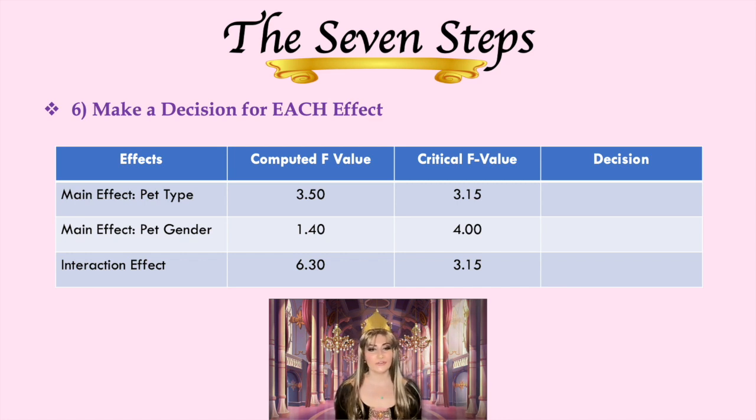So let's take a look. For the main effect of pet type, is the computed F value of 3.50 greater than or less than our critical F value of 3.15?